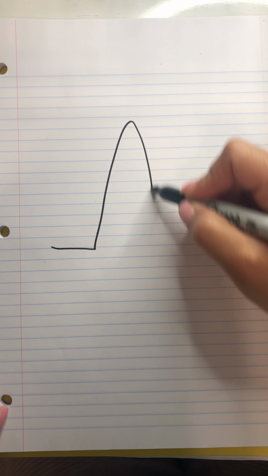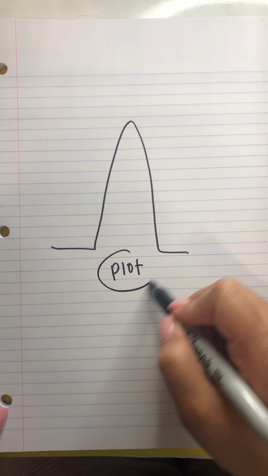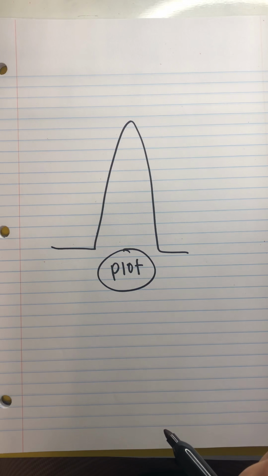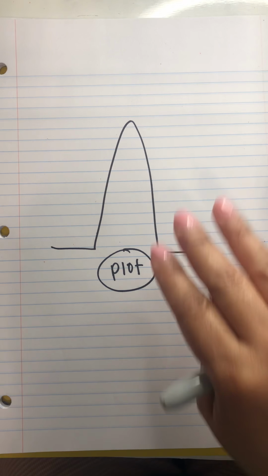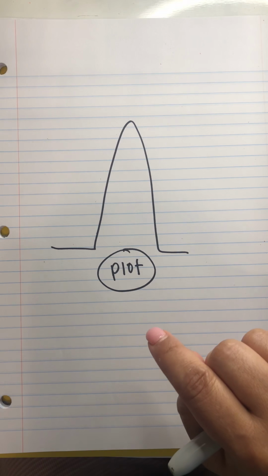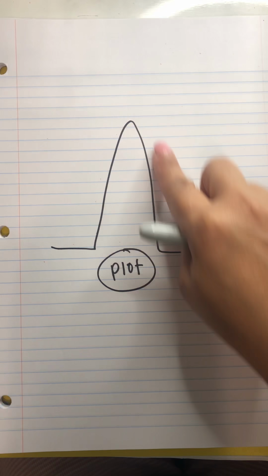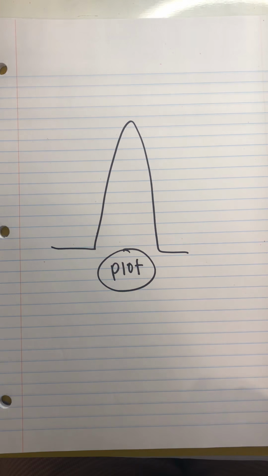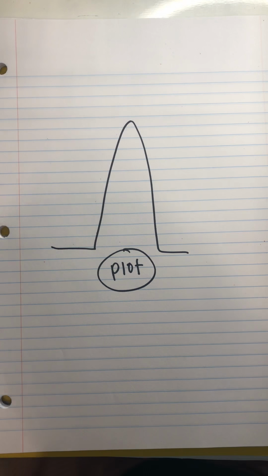I just wanted to go over with you plot and the different parts of plot. The plot follows a story from beginning to end. The plot involves the problem, the rising action, the exciting part, the falling action, and then the resolution to the story. All right, let's go ahead and start our plot mountain.